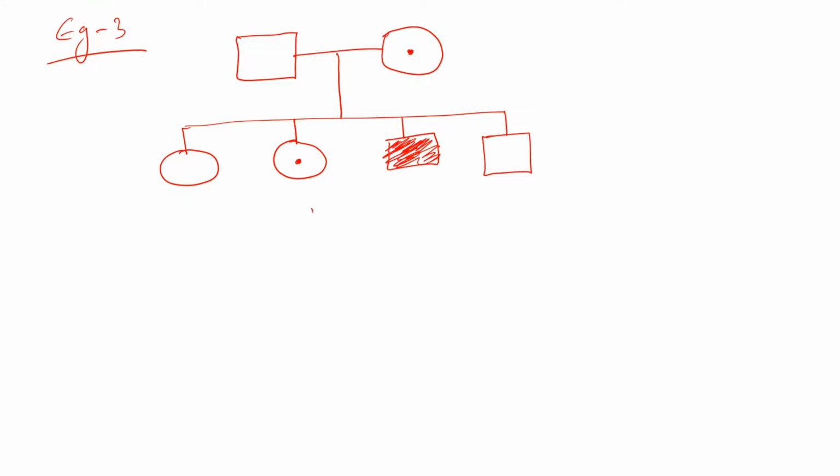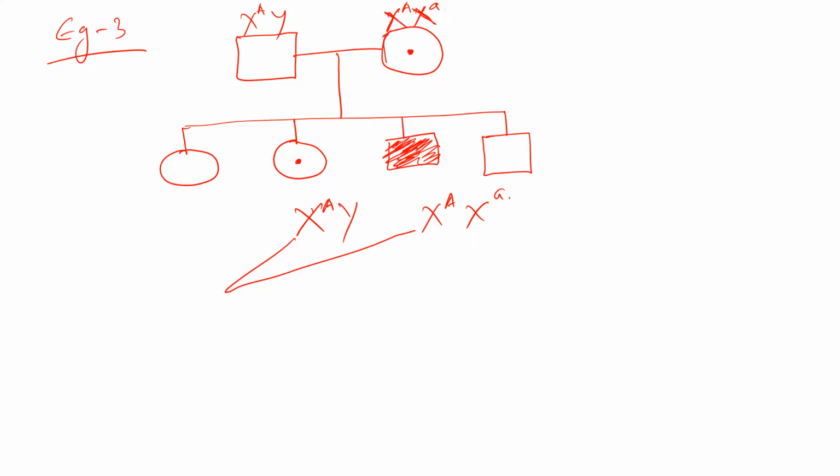So let's see how their genetic makeup will be. This is the father and this is the mother. Here the mother is not affected because she is having a pair of alleles. One is dominant, one is recessive, and the dominant dominates the trait, so she is unaffected, but she is the carrier of this recessive allele. So here we'll see the genetic makeup of their offsprings.